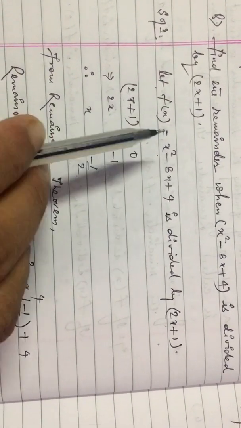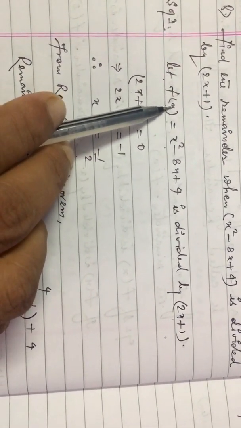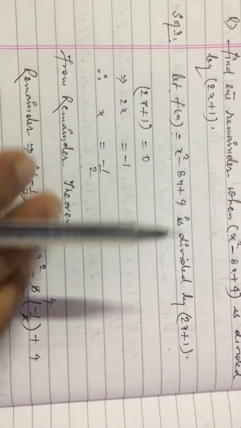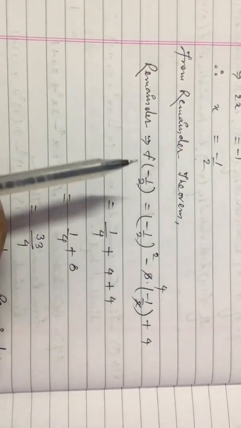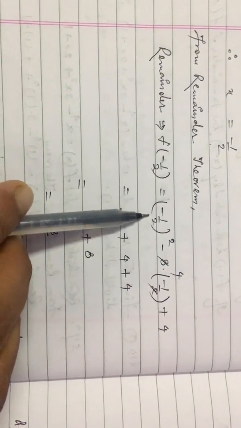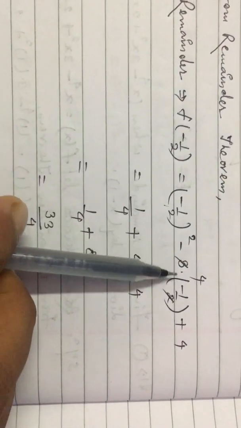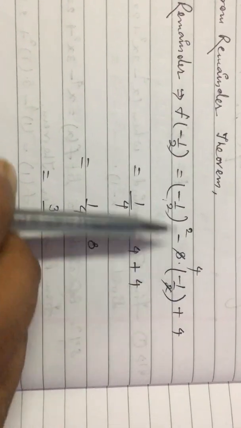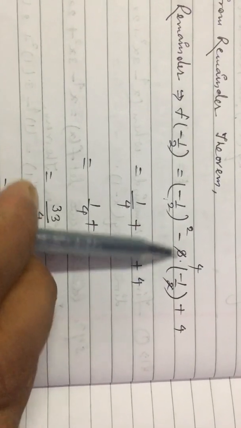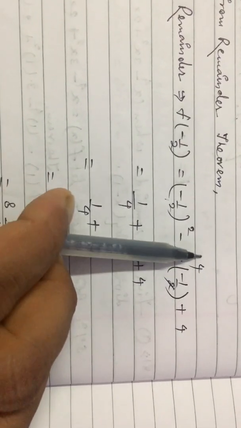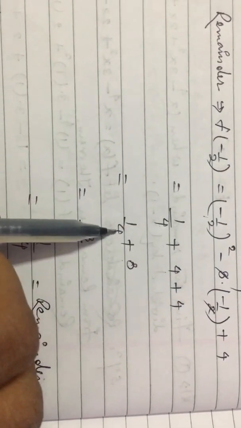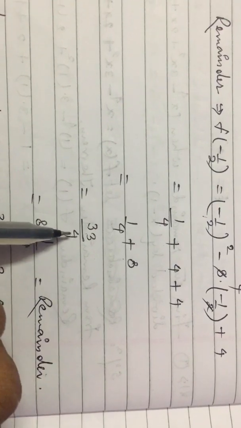Now substitute this value in this polynomial, minus 1 by 2 everywhere, and simplify it, you will get the remainder. Now see, from the remainder theorem, remainder is equal to f(minus 1 by 2), that is, instead of x, minus 1 by 2: minus 8 into minus 1 by 2 plus 4. The square of minus 1 is 1, the square of 2 is 4. Minus minus is plus, and 2 fours are 8, and 4 ones are 4, plus 4, that is 8. And it is 1 by 4. 4 eights are 32 plus 1, that is 33 by 4.